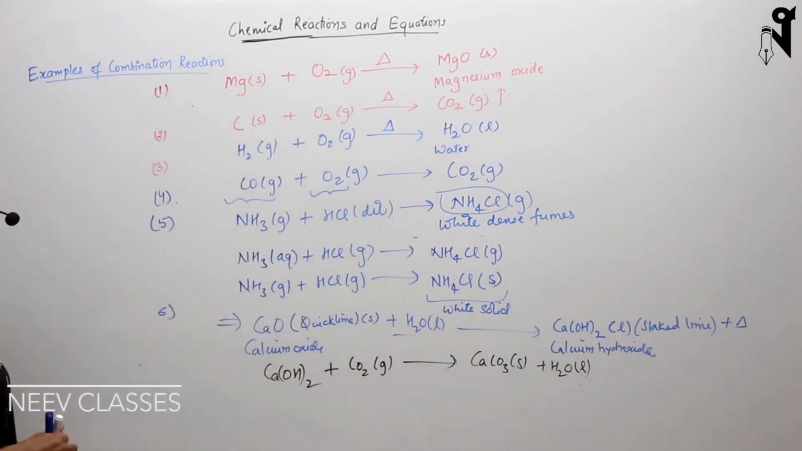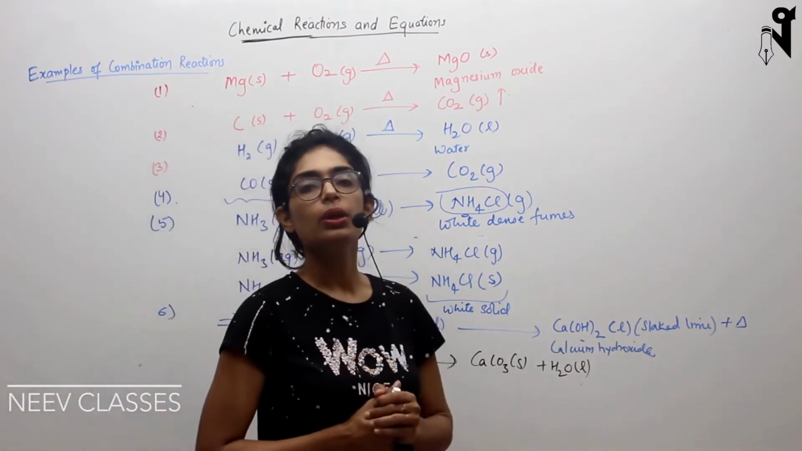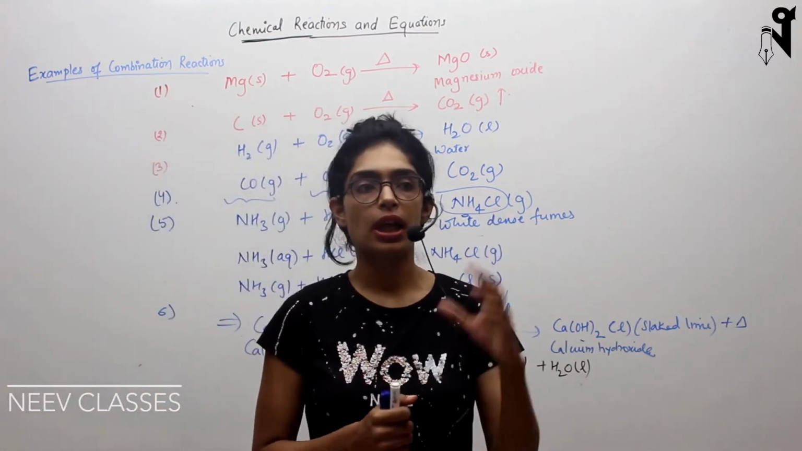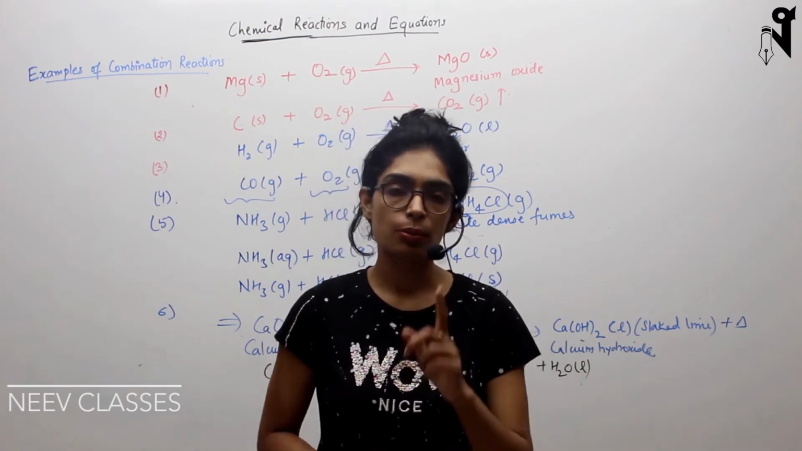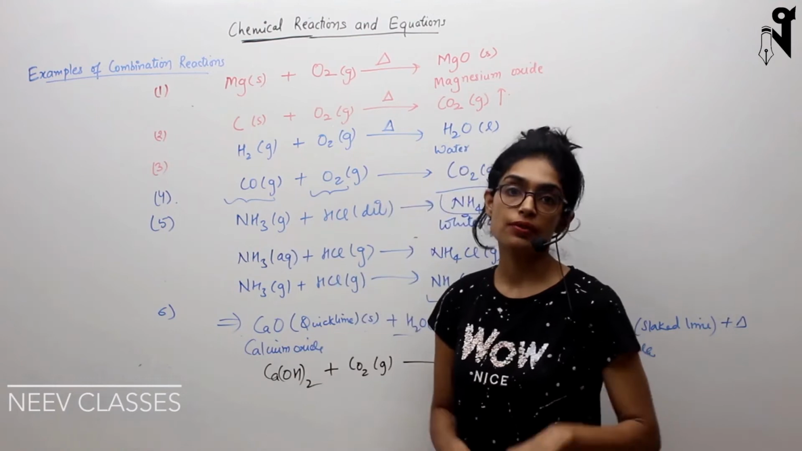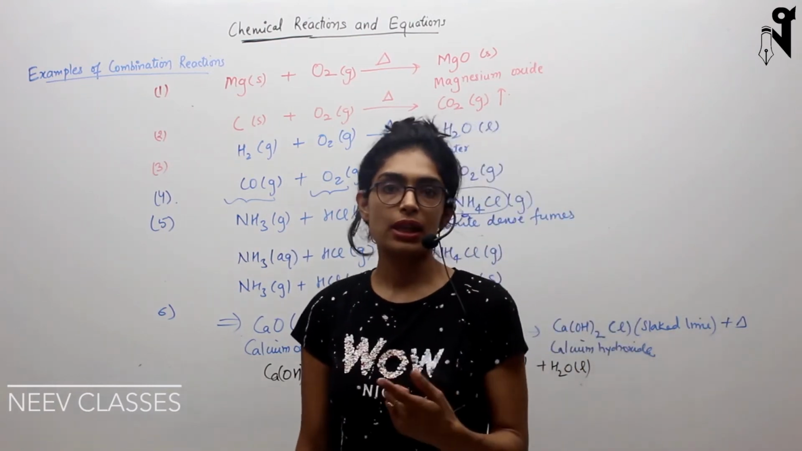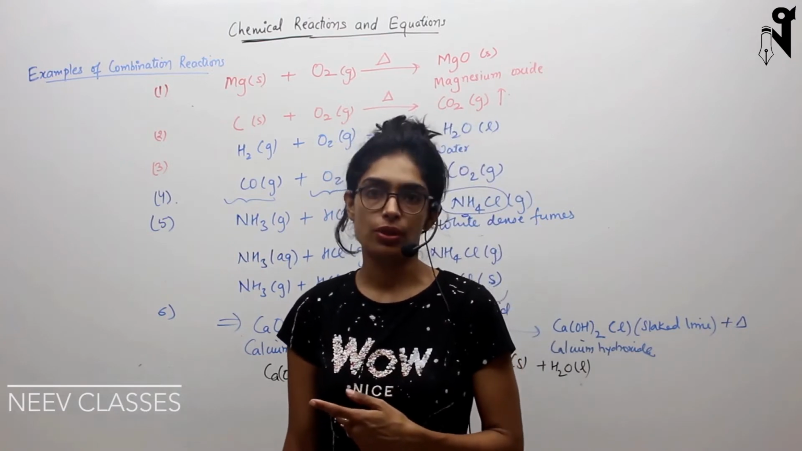So these are the examples of combination reaction. I hope when somebody gives you a set of reactions and asks you to identify which one is the combination reaction, you'll be able to identify. Moreover, now we have written almost 6 examples of combination reaction. If somebody asks you to write 2 combination reactions, you can write them. Okay, so let's come to the next reaction, that is decomposition reaction.